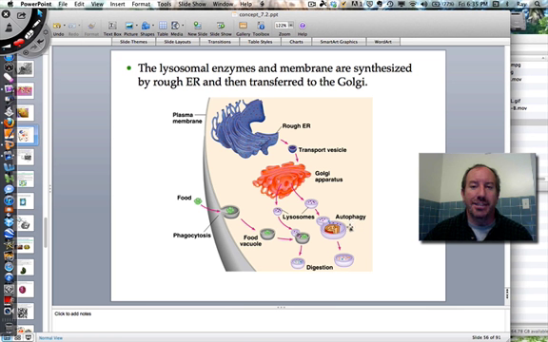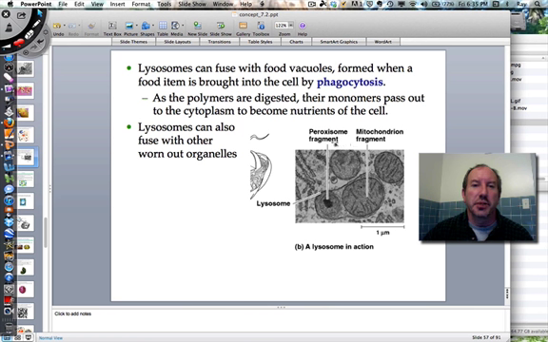Phagy. It's a weird word. In other words, like self-eating. That's a translation, at least as far as I know. So again, the lysosome, this is funny. This is an actual picture of what we're just talking about. This is a lysosome in action. It's actually eating some kind of a fragment of a mitochondria right there. This is another organelle that it's eating called the peroxisome. So lysosomes can fuse with food vacuoles and break them down. And so that's kind of interesting.